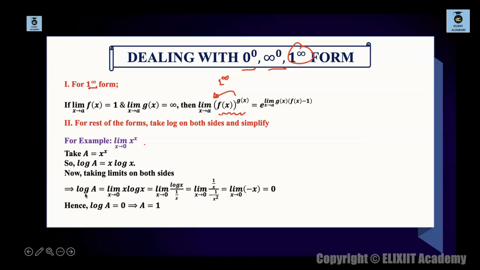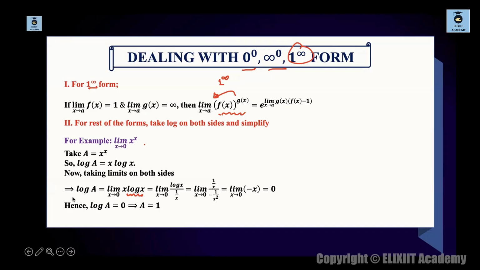On the left hand side we have log a, with the limit x tending to 0. The limit is dependent on x, so this will still remain log a, because log a is just a constant with respect to the limit x tending to 0. So log a will be limit x tending to 0 of x log x, something like this. And then we solve this. x log x is a very standard form. We convert this to log x divided by 1 by x, and then we solve it.